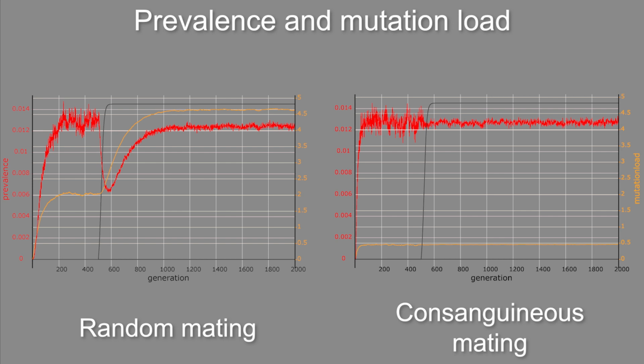Since the chances of two individuals with the same mutation mating never changed in the consanguineous population, no ARID mutations accumulated. The mutation load remains at a constant lower level. In a sense, the population size doesn't matter in this case. So, what can we learn from these simulations?